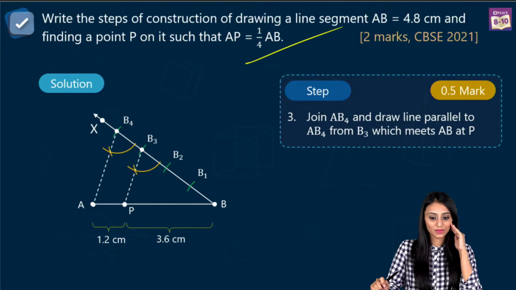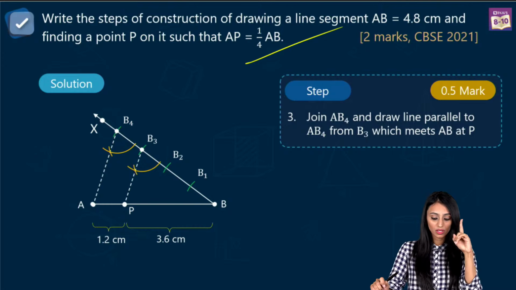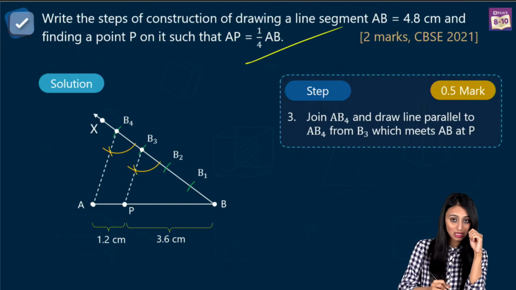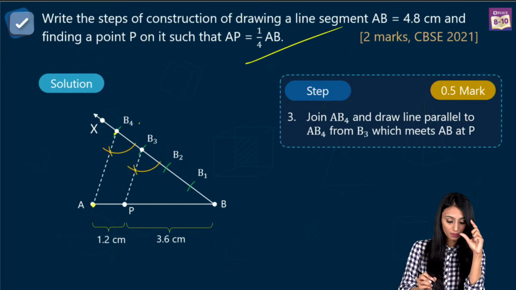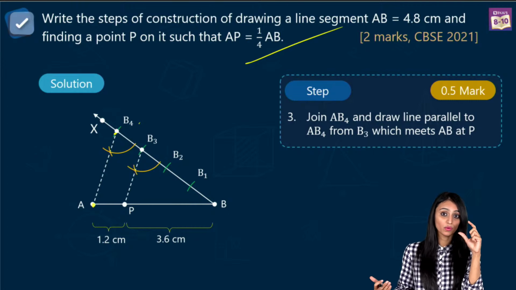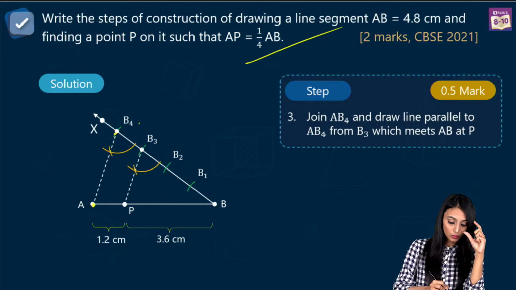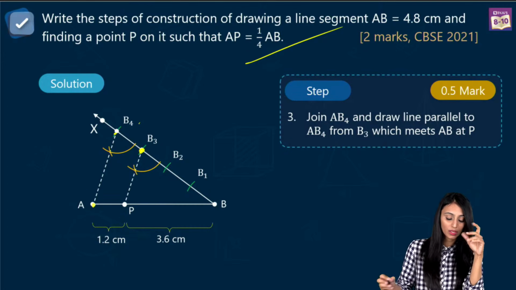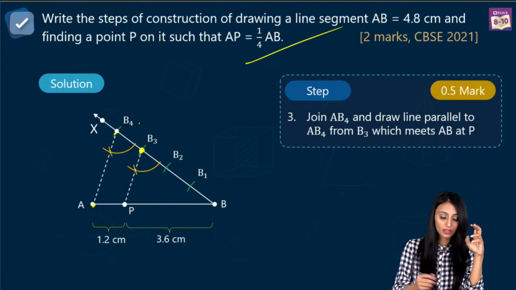Yes. Why we join B4? Because see, here the ratio is 1:4, right? So according to the method, first you join the last point, which is B4 here, with A. Then according to this ratio, it is 1:4, right? So then we put a line from B3, parallel to AB4. You have to draw an arc from here, and then you join them.